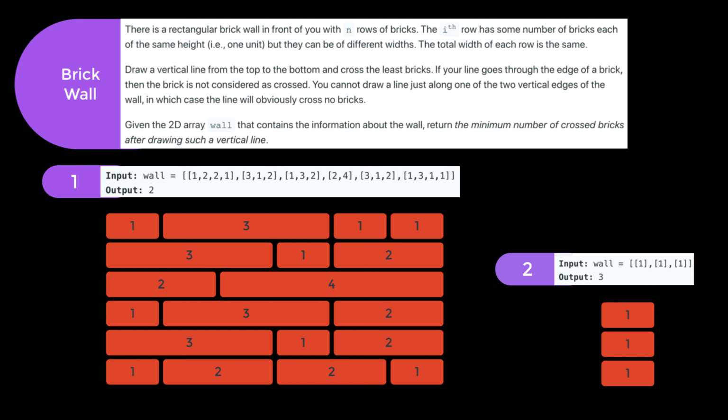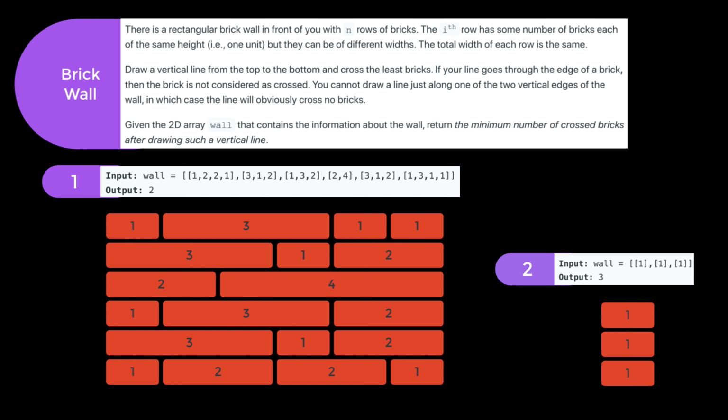If your line goes through the edge of a brick, then the brick is not considered as crossed. You cannot draw a line just along one of the two vertical edges of the wall, in which case the line will obviously cross no bricks. Given the 2D array wall that contains the information about the wall, return the minimum number of crossed bricks after drawing such a vertical line.